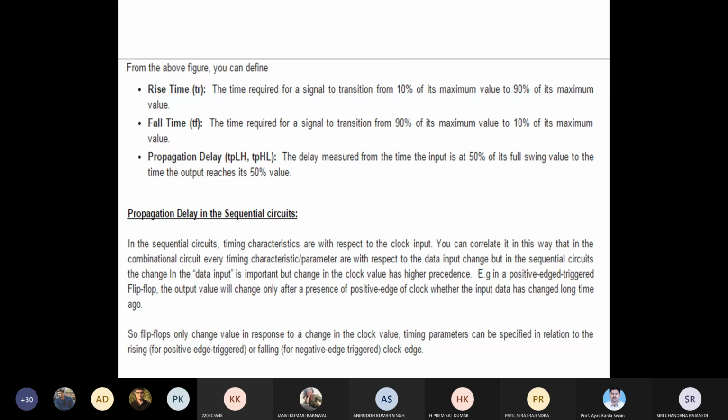So flip-flops only change value in response to a change in the clock, not in response to a change in the D input. When you specify timing parameters, we specify them with respect to the positive edge trigger or negative edge trigger.